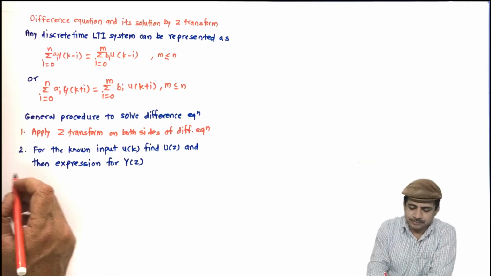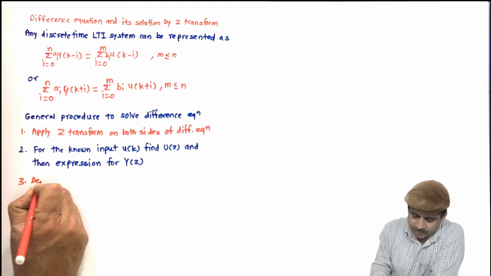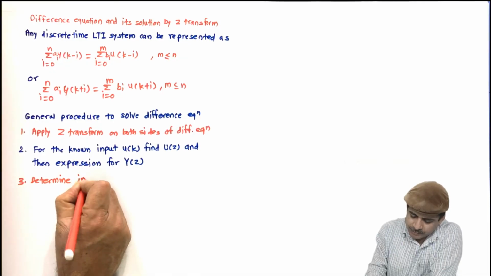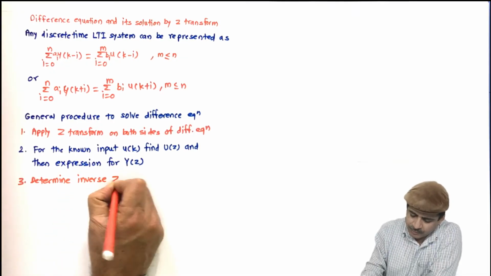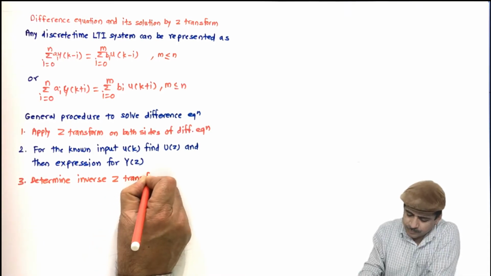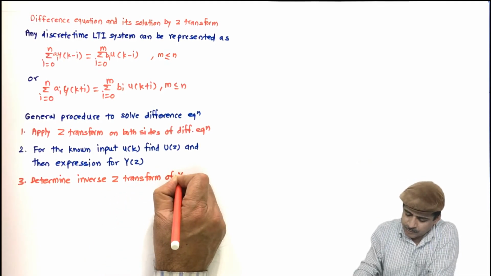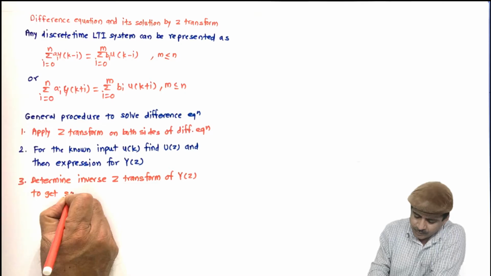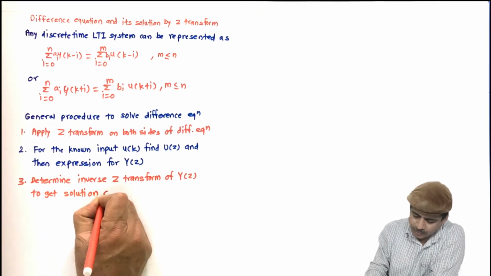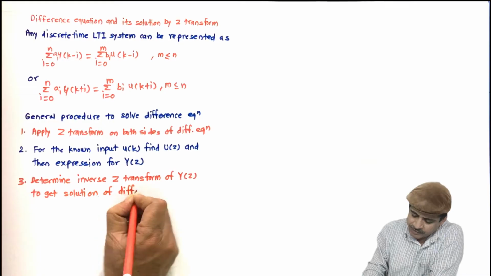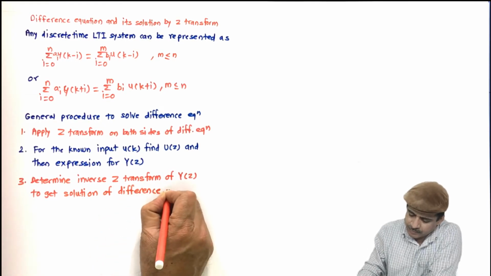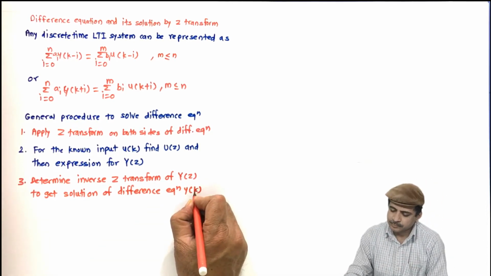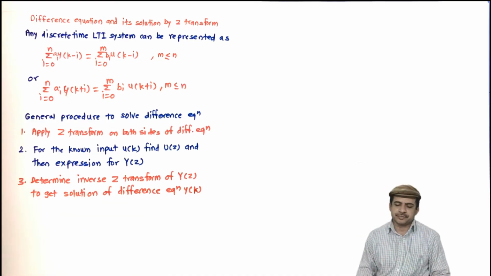And the last step will be to determine the inverse Z transform of y of z to get the solution of the difference equation, y of k. So this is the general procedure.